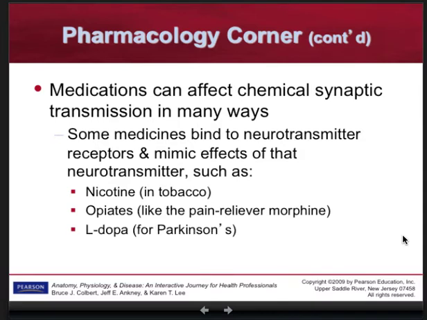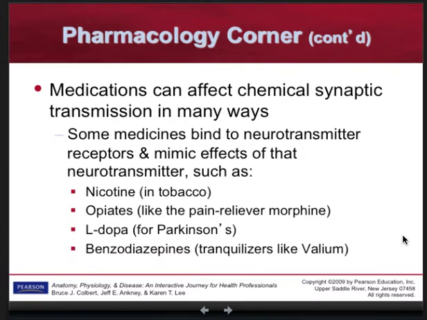L-DOPA can be administered for Parkinson's, and again, it mimics dopamine as a neurotransmitter. And there are also benzodiazepines. Valium is an example of a benzodiazepine, and they tend to have an effect on neurotransmission in which they cause certain neurotransmitters to sit longer in the synaptic cleft than they otherwise would. So all of these have some sort of neurotransmitter mimicking effect.